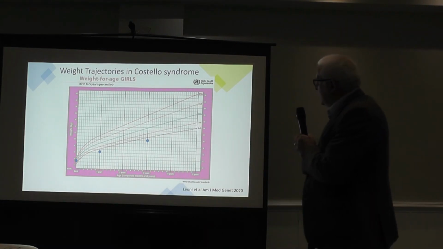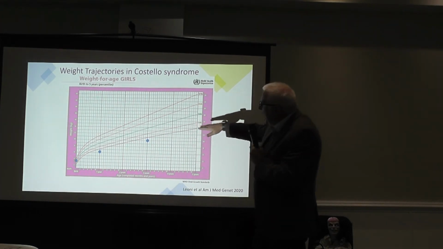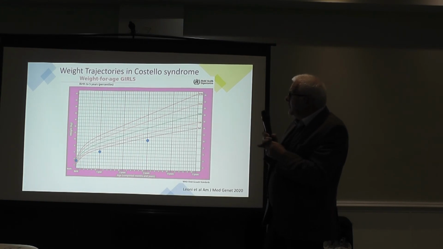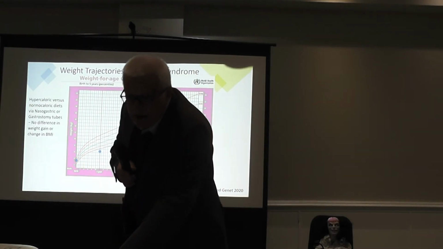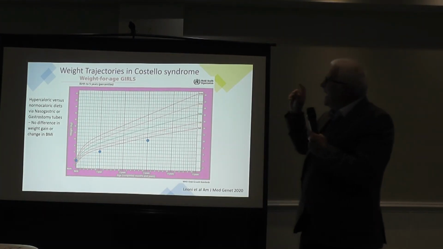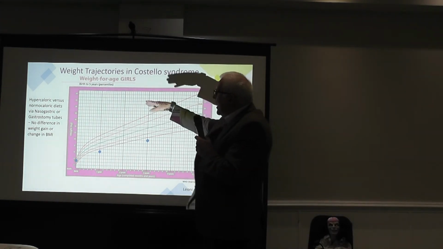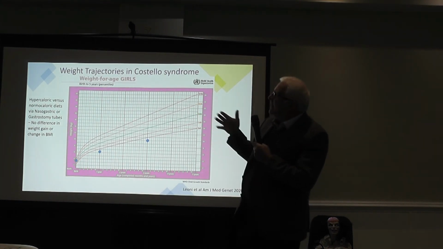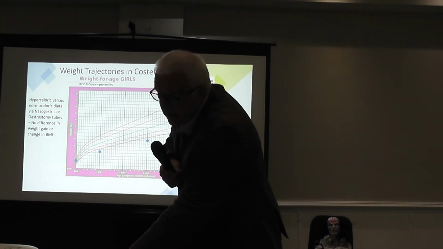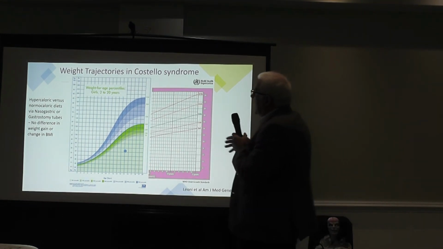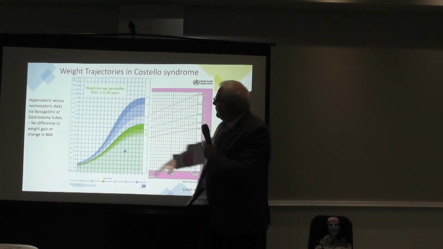Just in terms of weight trajectories, this is fairly newer data. So this is the weight trajectory on a normal chart, so that's the 3rd centile. So a quite large group of Costello children with their normal size at birth and then tailing off. And interestingly, in this particular paper, they had looked at giving excess calories against normal calorie diets via nasogastric or gastrostomy tubes, and actually giving extra calories made no difference to the weight gain, which was an interesting observation. And then by the time these children with Costello are in their teens, you can see that the weight has dropped off quite a significant way.